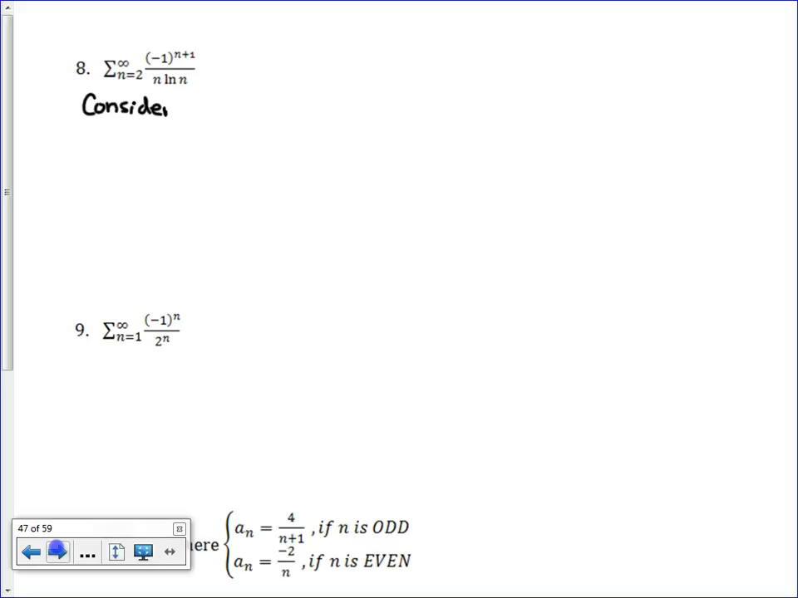I know, you guys don't like this one. You didn't like this one on the quiz or anything. I'm considering absolute value. We'll come back. So I need to consider the integral test.